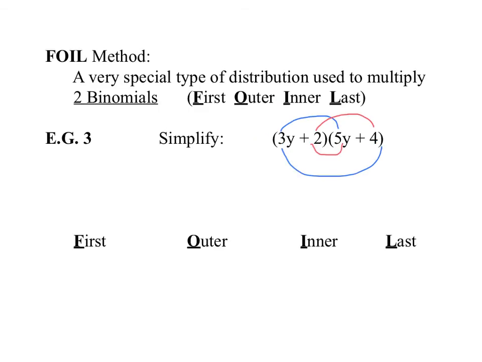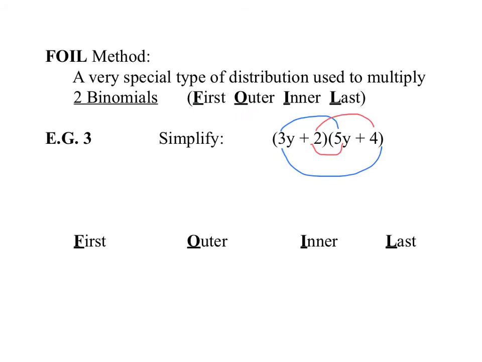Because of this scenario of a binomial times a binomial, we have a special name for the multiplication process, and it's called the FOIL method. FOIL is a mnemonic device to remember the process for multiplying. F for first, O for outer, I for inner, L for last, thus the mnemonic device FOIL.